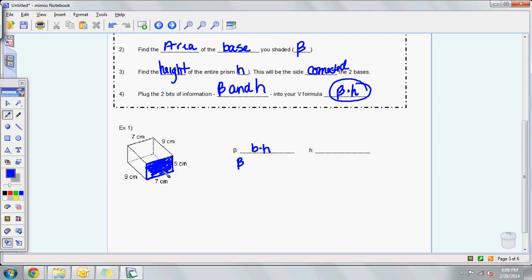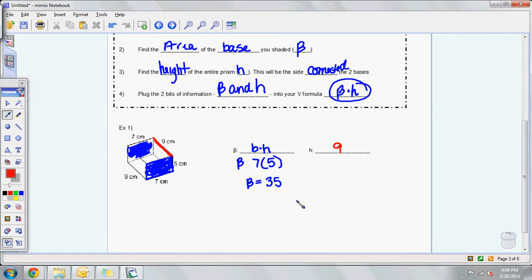So the base of this rectangle that I'm shading is 7. So I'm going to do 7 times the height of this rectangle, which is 5. So the base area of this prism is going to be 35. Now let's talk about the height. If this is what I shaded as my base, this is the other base because it's what's connected, or what's the same if we follow through the prism. So the height of this prism is going to be what's connecting those. So this right here is the height of our prism. So our height is going to be 9.